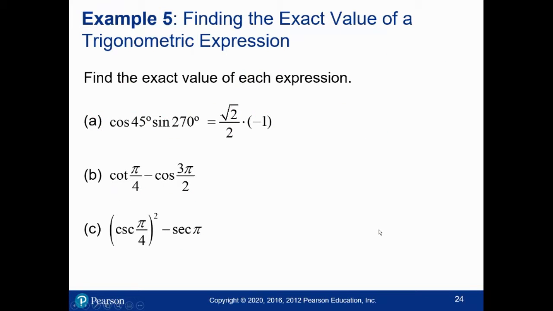So yes, as we saw, the first one is just root 2 over 2 times -1, which is negative root 2 over 2. The cotangent of pi over 4 is 1, and the cosine of 3 pi over 2 is 0. So you end up with 1 minus 0, or 1. Cosecant of pi over 4 is root 2, which we had done just on the previous slide. And secant of pi you can work out to be -1. Now root 2 squared is just 2, and I have a -1, so for an end result of 3.